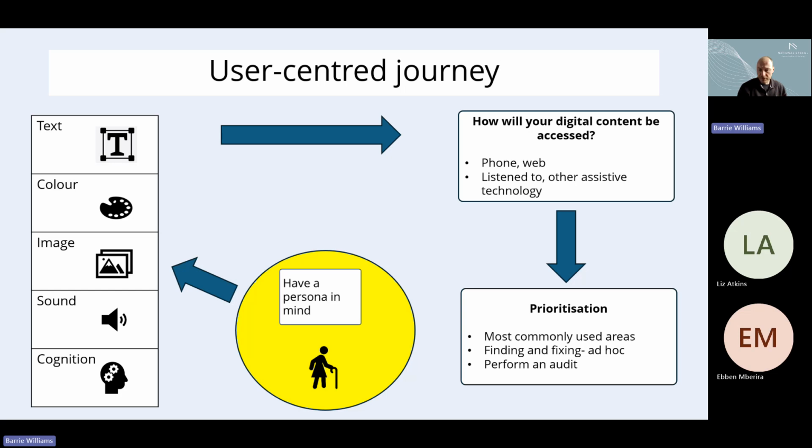Now, I'm not going to go through all these at length now, because obviously this was the last session, but I will go into a bit more depth with them anyway. But those are the five main things you should be looking at. So maybe the text, for example, what's the color of the background? Images, have they got alt text? Have you got captions for sound? Cognition, have you considered the readability?